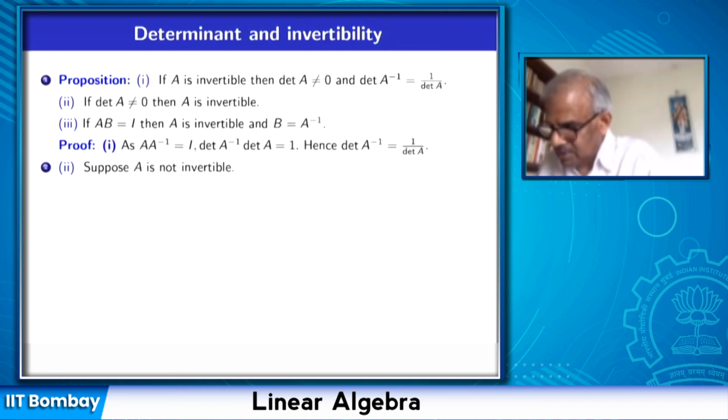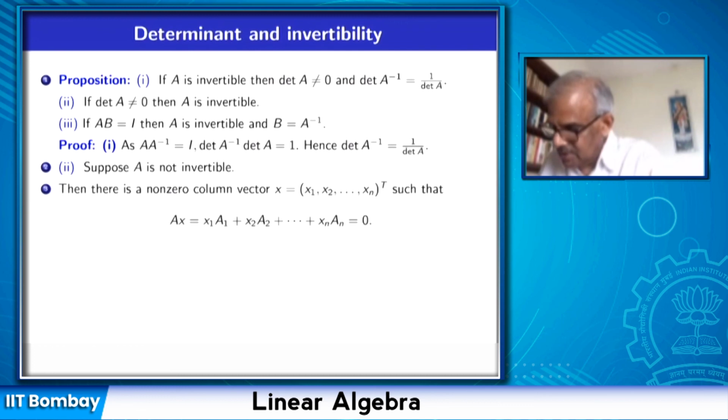So suppose A is not invertible. If A is not invertible, then there is a non-trivial solution to AX equal to 0. In characterizing invertible matrices, I proved this equivalent formulation of invertibility, that AX equal to 0 has only the trivial solution if and only if A is invertible. So if A is not invertible, there is a non-zero column vector X so that AX equal to 0. And that says that one of the xi's is not 0, because this is a non-trivial solution of AX equal to 0.